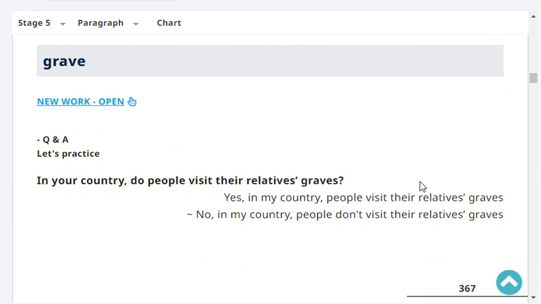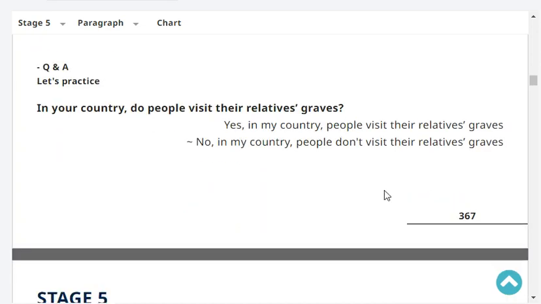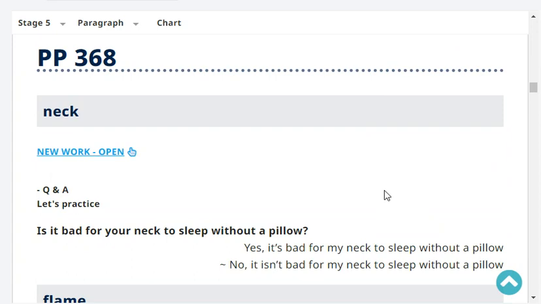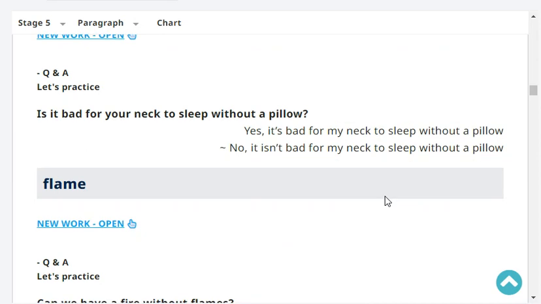In your country, do people visit their relatives' graves? Yes or no? Yes, in my country, people visit their relatives' graves. Very good. Is it bad for your neck to sleep without a pillow? Yes or no? Yes, it's bad for my neck to sleep without a pillow. Very good.